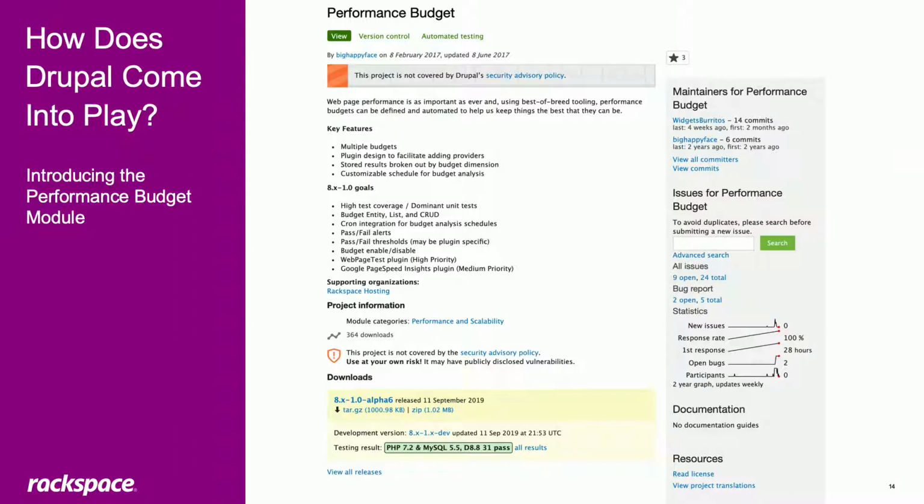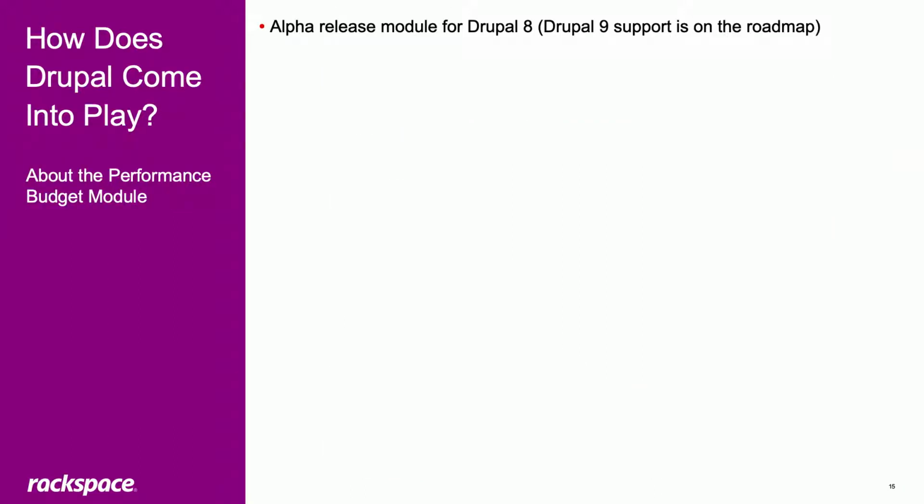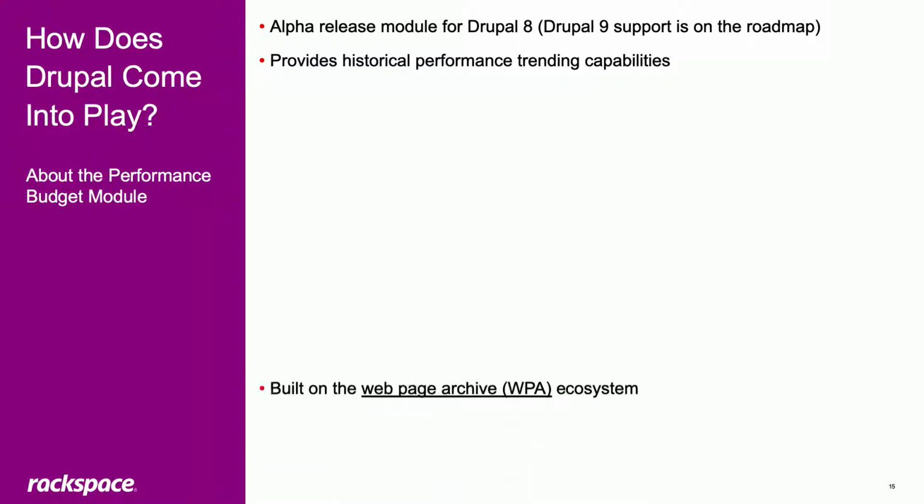Okay, cool. All right, so it is an alpha release module currently built for Drupal 8. Our goal is to make sure it's supported for Drupal 9 as well. It's on our roadmap, we haven't got to it yet, but we at least got rid of the deprecations, so we're close. What it currently can do is provide historical performance trending if you set it up to capture on specific URLs. And I'll show you how to do that here in a little bit.